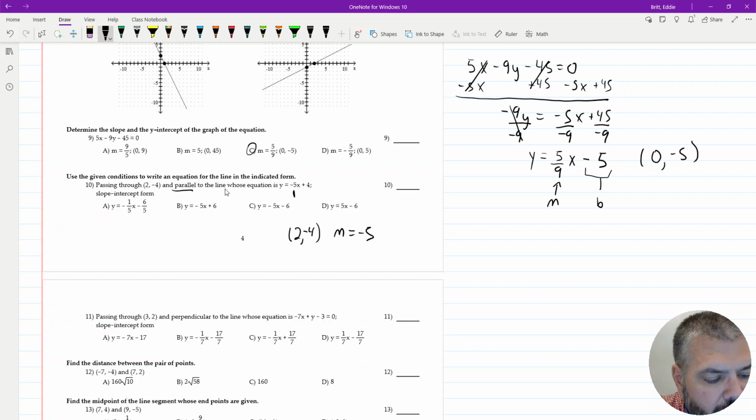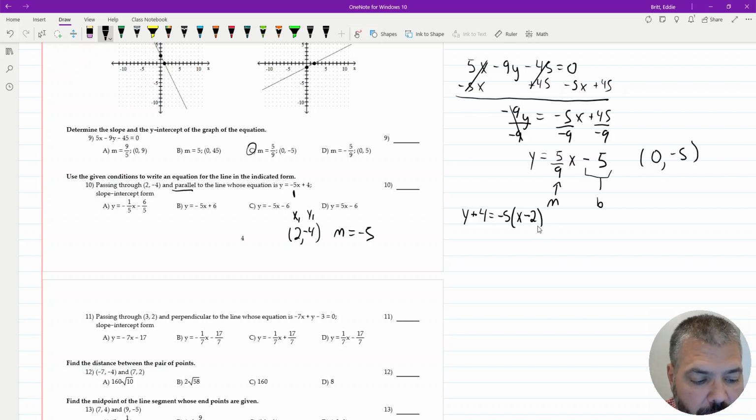So it wants me to write this in slope-intercept form. Slope-intercept form is y equals form. And I told you how I like to do that. I like to first put it in point slope form and then make it y equals. So I'll say y minus y sub 1, which is negative 4, so that's going to be minus negative 4 or plus 4, equals negative 5 times x minus, and then my x is 2.